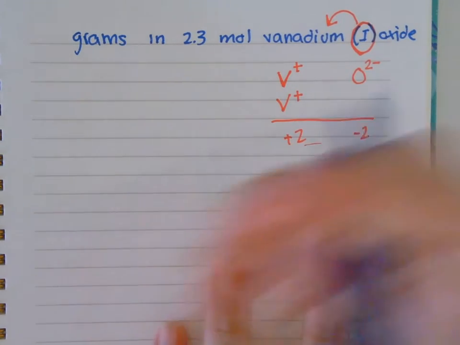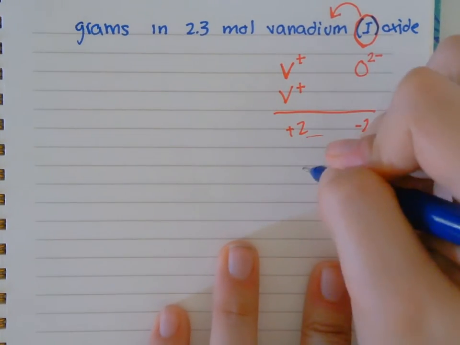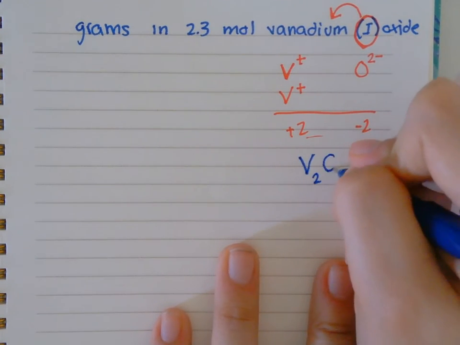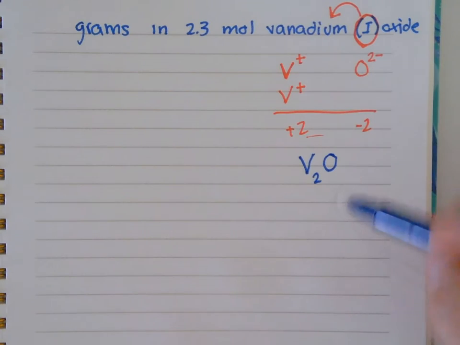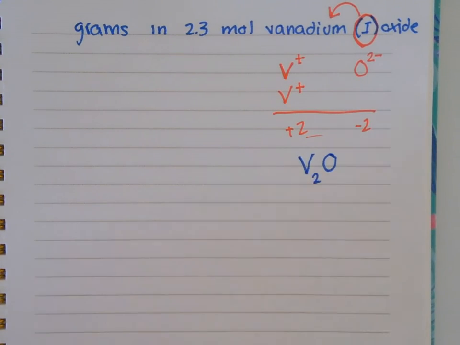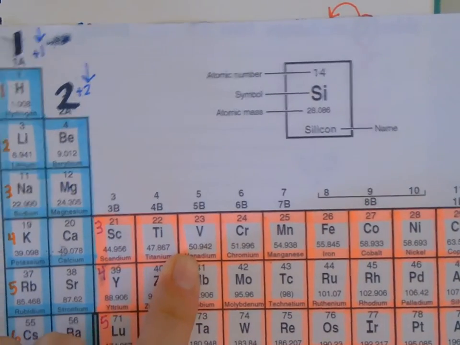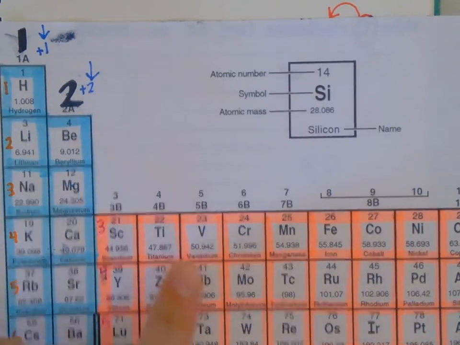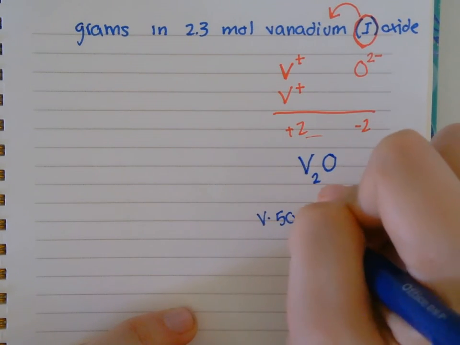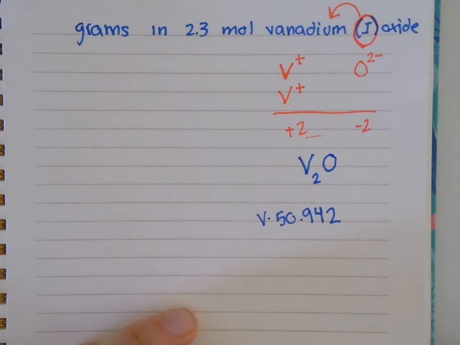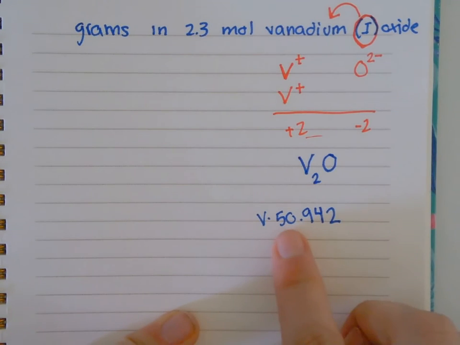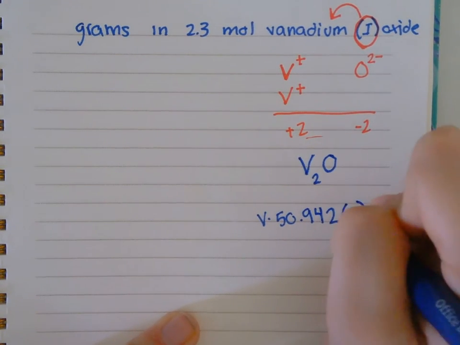So I know that this compound, vanadium(I) oxide, looks like this: 2 atoms of vanadium, 1 atom of oxygen. Now that I know this, I can go and find the molar mass. So the molar mass of vanadium is 50.942. But I have 2 atoms of vanadium, so I have to multiply this by 2.